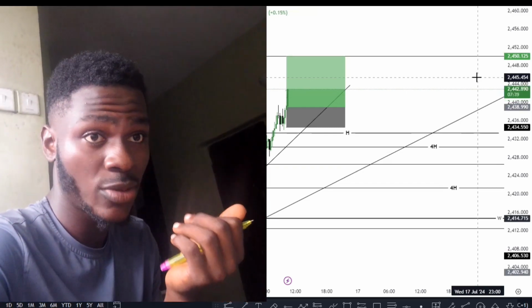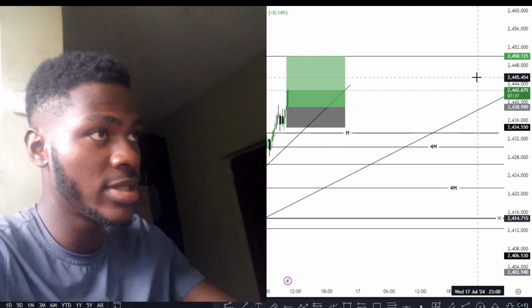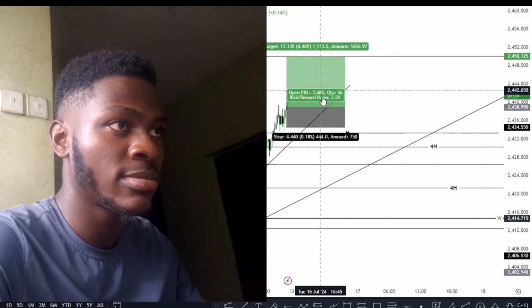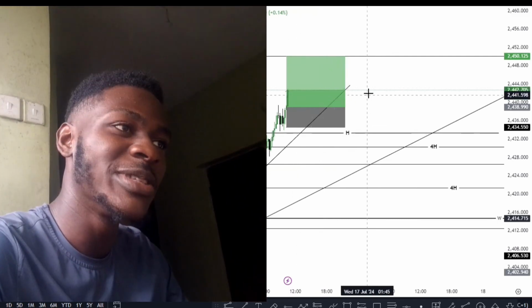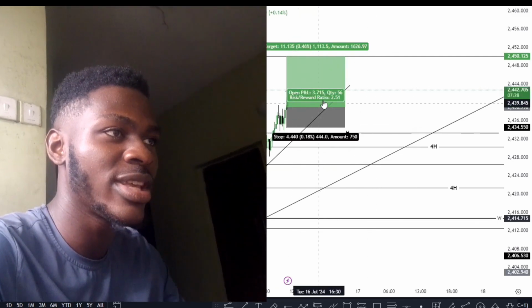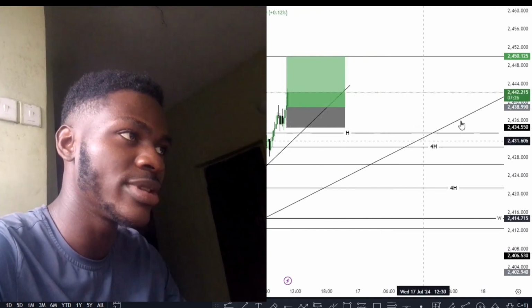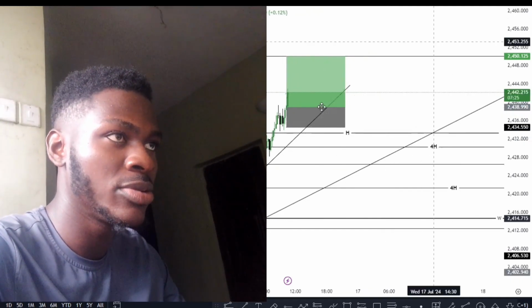So let's watch how the trade plays out. As you can see from my screen, price is currently surging up. Let's see how it goes. Just process over profit. Trusting the process. We have 7 minutes until this candle close. We don't know what will happen.